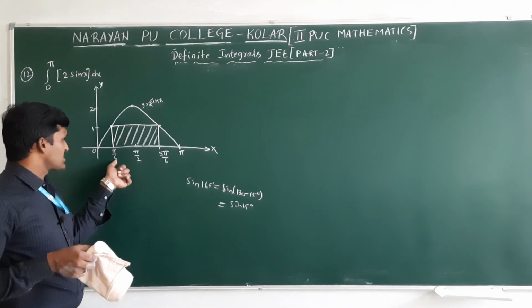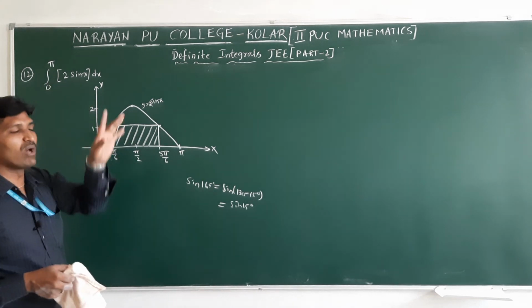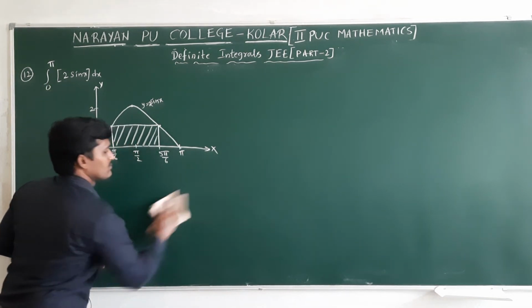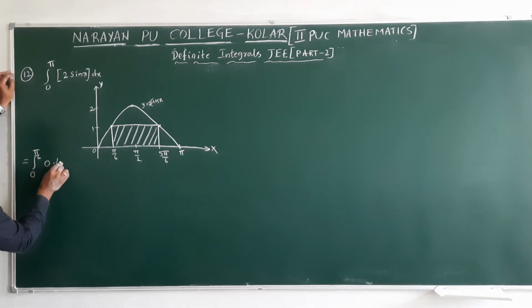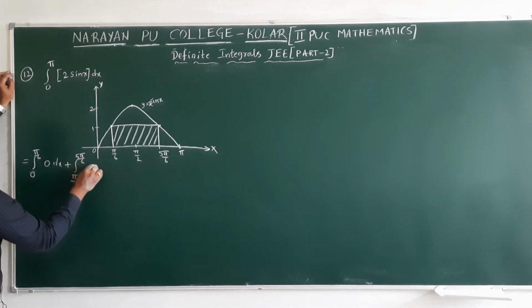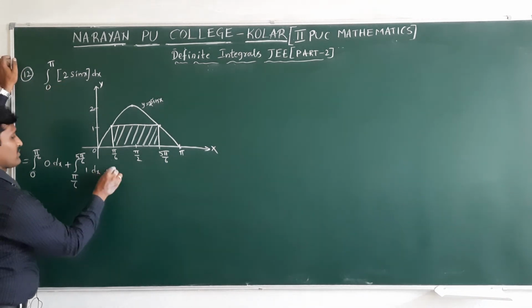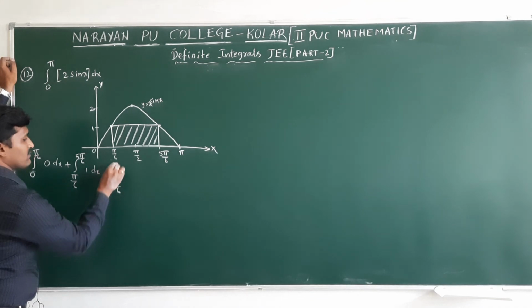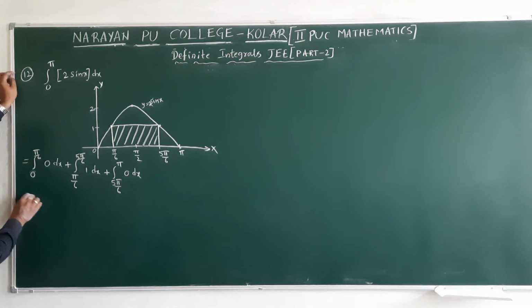Here only this region we need to find, the step value becomes 1 in this region. That's why I am splitting this into 3 parts. From 0 to pi by 6, this value becomes 0. Next, pi by 6 to 5 pi by 6, the step of 2 sin x value becomes 1. Next, 5 pi by 6 to pi, this value becomes 0. The reason I already explained why it is 0.